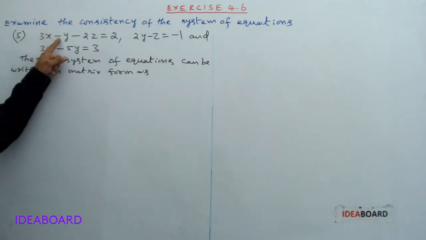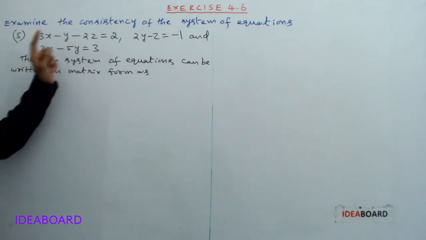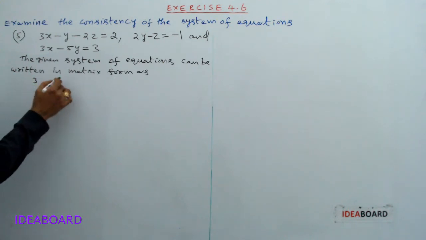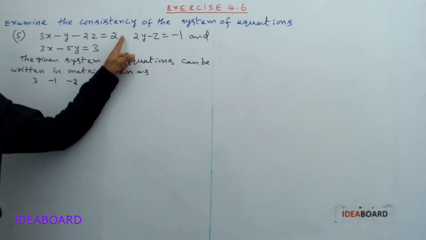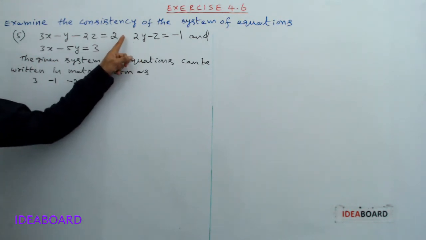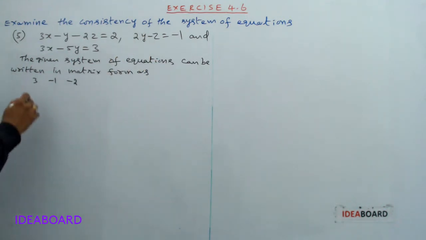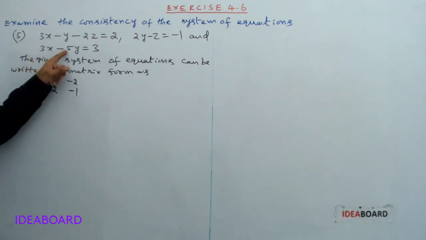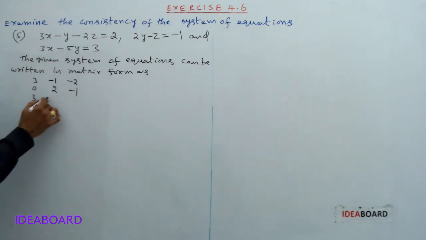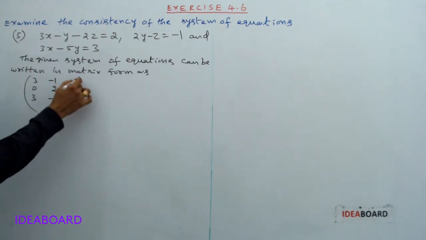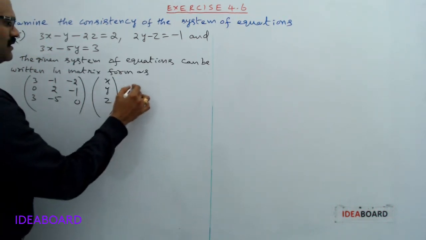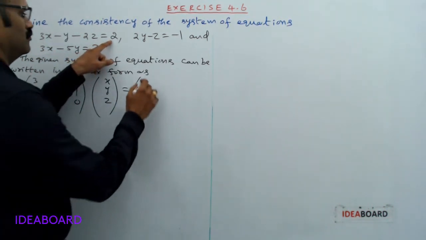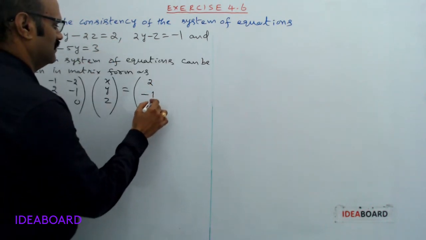First we have to write the coefficients: 3, minus 1, minus 2. Here we don't have x, so we have to take 0 into x. So 0, 2, minus 1. Next we have 3, minus 5, 0, into x, y, z equal to 2, minus 1, 3.